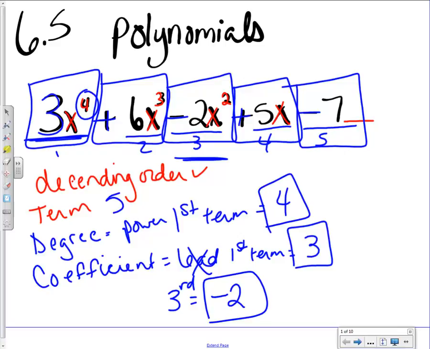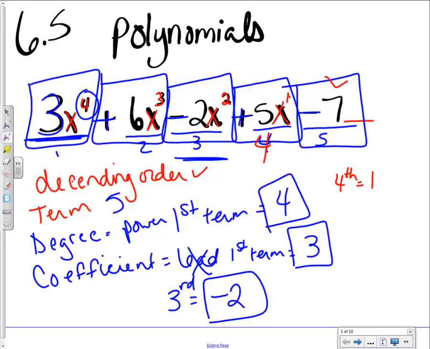So thinking about the things that we just talked about, is this problem in descending order? X to the fourth, x to the third, x squared, x, and then just the number? Yes. How many terms are there? Terms are separated by an add or subtract sign. So we have 1, 2, 3, 4, 5 terms. The degree, talking about the power, what is the degree of the fourth term? The fourth term, I have them labeled. So here's my fourth term. What's the degree? Well, this is x to the first power. So that means that the degree of the fourth term is 1. What's the degree of the fifth term?